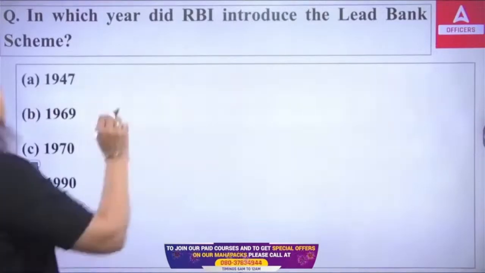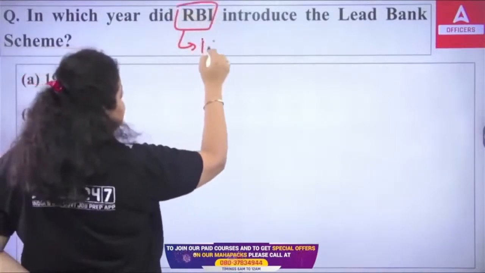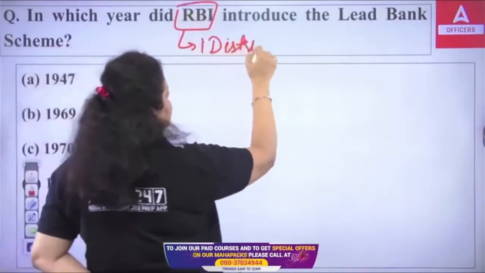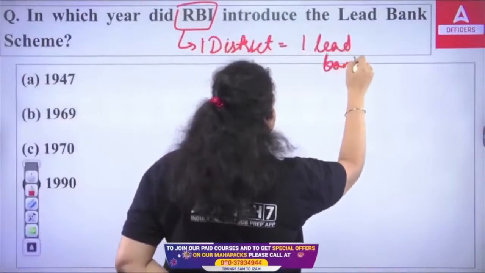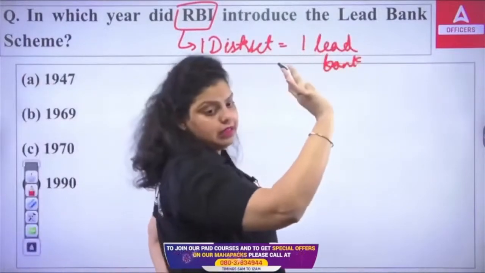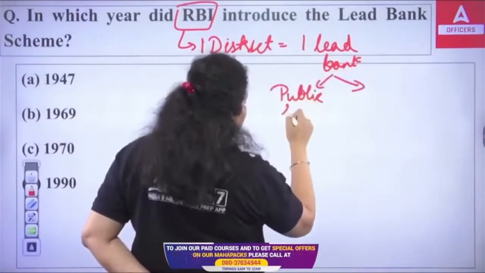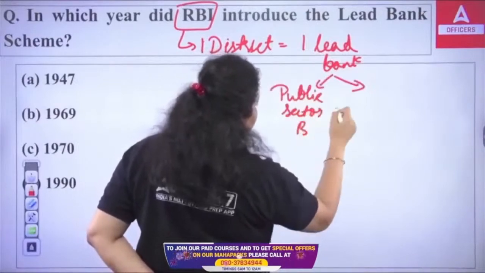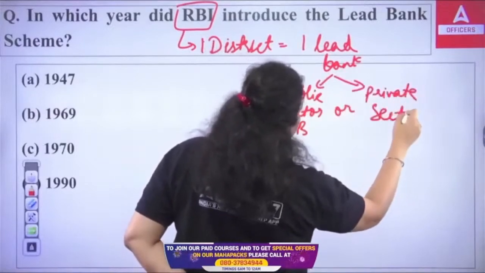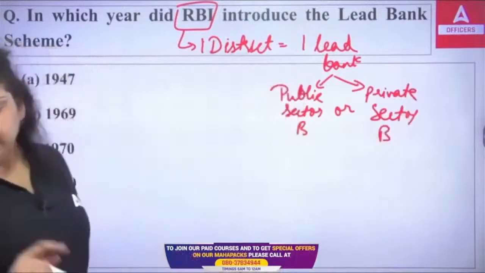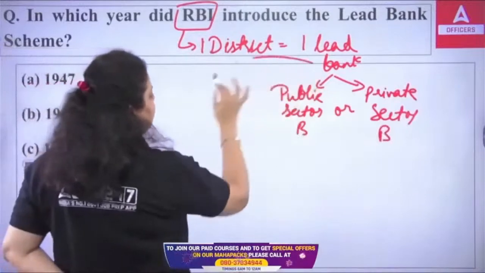The lead bank scheme, first of all, was introduced by RBI, and in this scheme, a particular district will have one lead bank. One district will have one lead bank. And this lead bank can be formed from the public sector banks or the private sector. Either a public sector bank or a private sector bank will be made the lead bank in a particular district to promote that district.